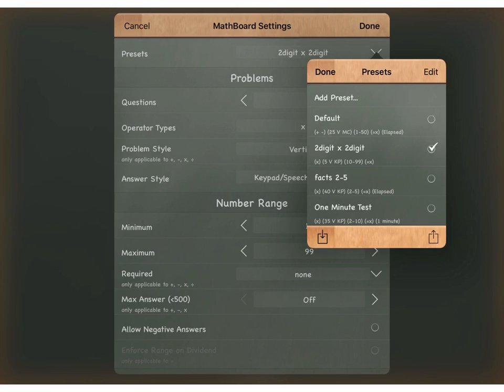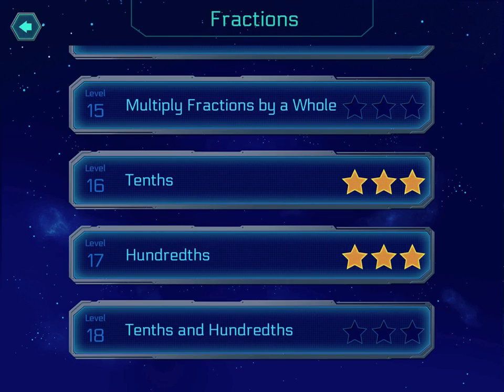All right, remember in Math Board, you have to switch your presets right up here. Notice that you have a couple presets. Today, 2-digit by 2-digit practice, okay? In Splash Math, you're going to fractions, so that is the unit that you're going to be focusing on. Tenths, that's level 16, and hundredths, level 17.